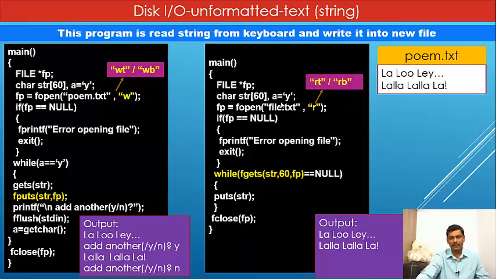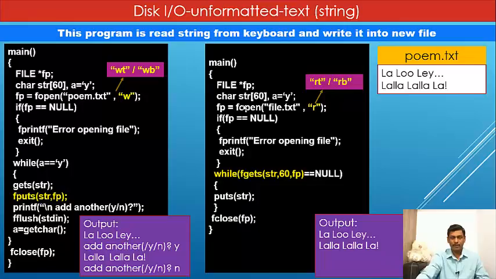FILE star fp, character str[60], fp equal to fopen file.txt r. Here we put w because we want to write a string to file. Here we want to read a string from file, so we use r. We can also put rt. By default r is text mode. If we want to read a binary file, here we put rb. So here we access the text file, so we just put r or rt.